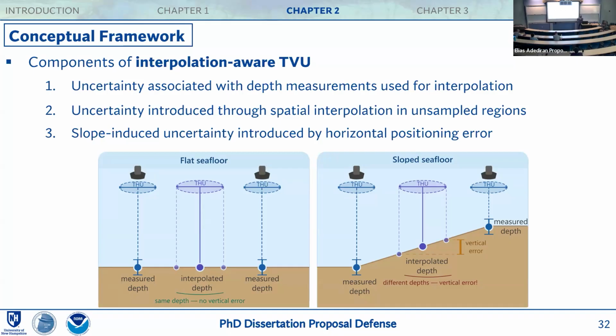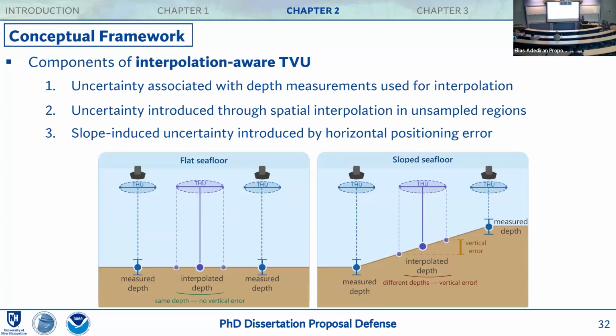When you have horizontal position error, it easily propagates into a vertical error, which I tried to show here. So this is exactly what I'm describing. This surface is sloped, and this is the TVU that is going on. This is the point that we interpolated, so that means we also contribute this vertical error. But in the case of here, it's relatively flat. So with the interpolation, it's kind of the same depth, and we don't have any vertical error. So that is what the slope-induced uncertainty is really trying to estimate.